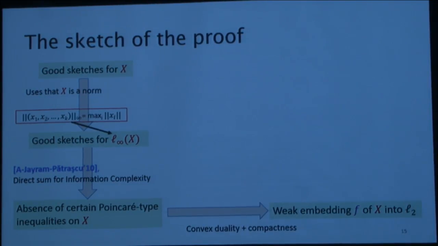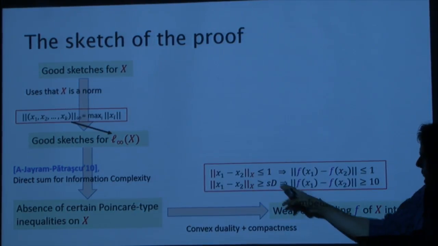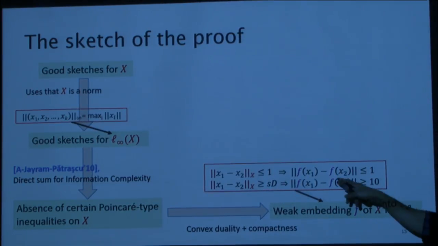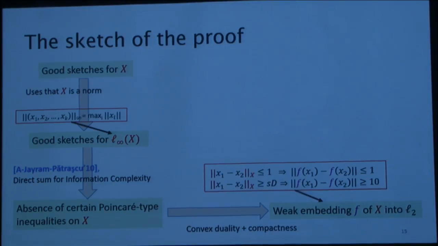From here, using convex duality and compactness, the absence of certain of those Poincaré type inequalities implies that there is a very weak embedding of X into L2. So here we start getting some kind of embeddings. This weak embedding has the following properties. For two points x1, x2, if their distance is less than 1, then the image distance will be less than 1 as well. This is in norm X, and this is in the L2 norm. And if these points are sufficiently far, then their images are also far. This is the minimal thing you can ask for at one scale.